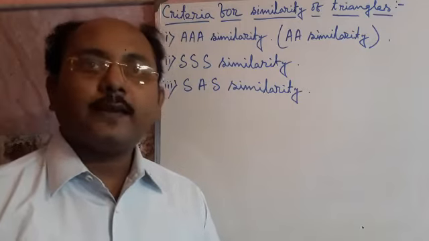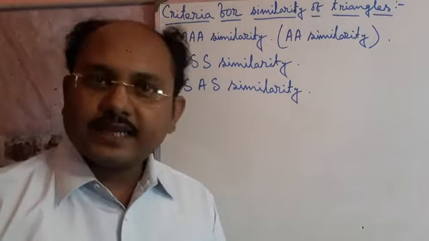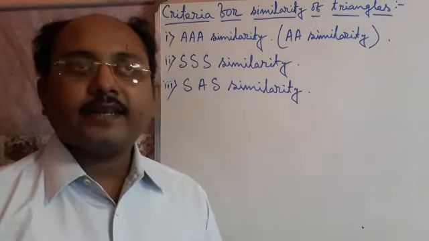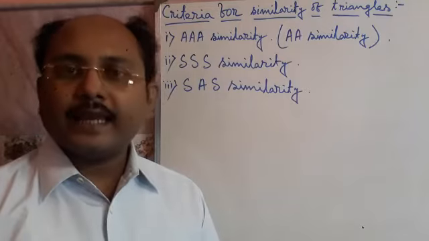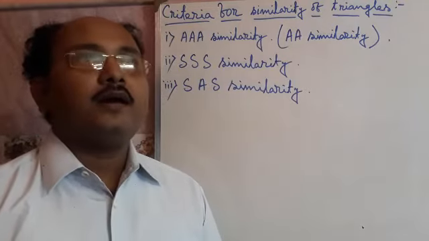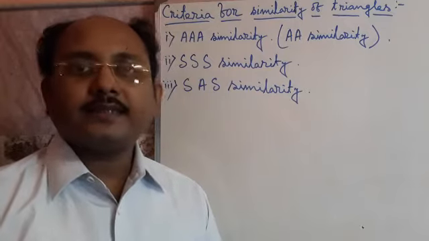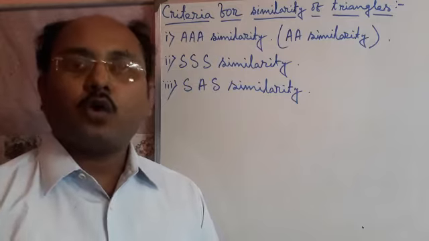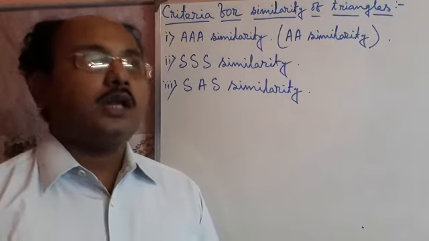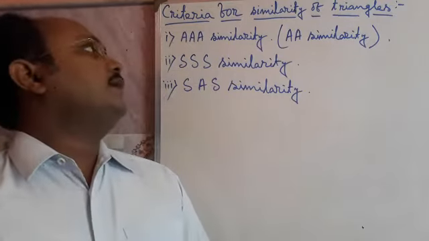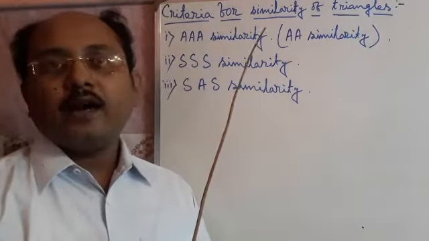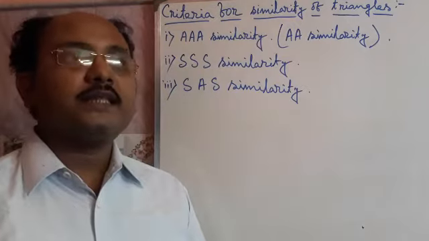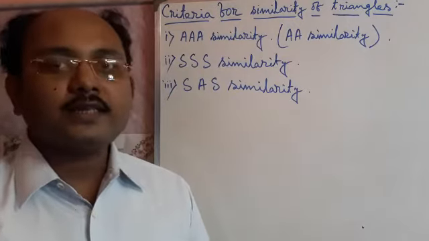What are those criteria? We learned the side angle side criteria, side side side criteria, angle side angle criteria, that can also be written as angle angle side criteria, and right angle hypotenuse side, RHS. These criteria we learned to check whether two triangles are congruent or not. Now we shall learn the criteria for similarity of triangles. To check whether two triangles are similar or not, there are some criteria.